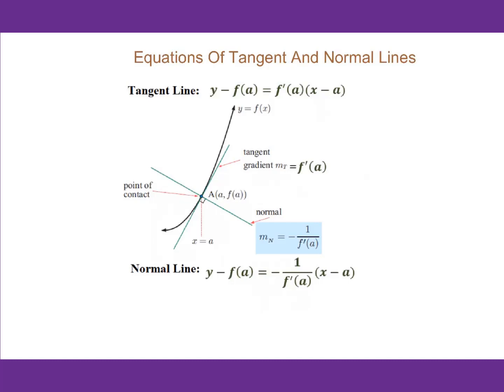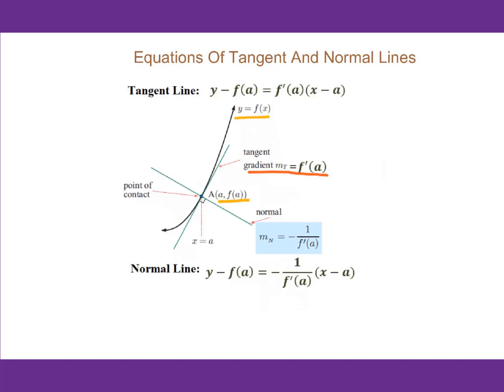This video is about equations of tangent and normal lines. As we know, there is a point on this function y equals f of x: a and f of a. Then the slope of a tangent line equals f prime of a.